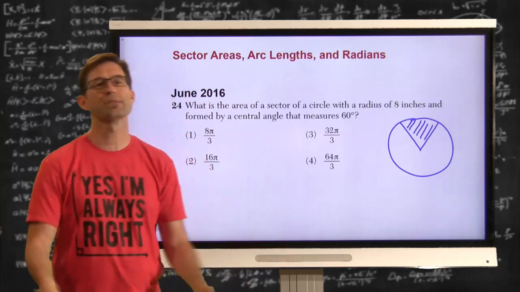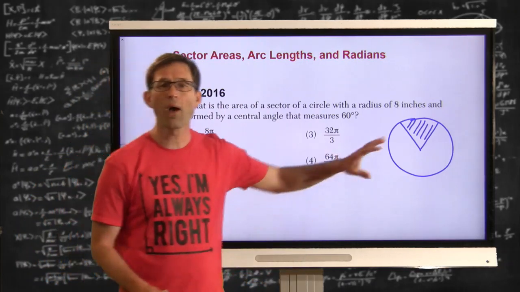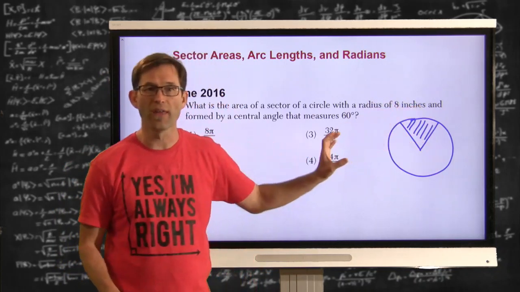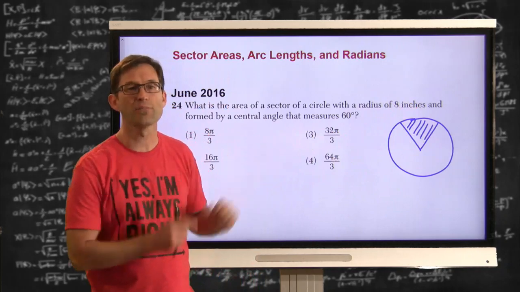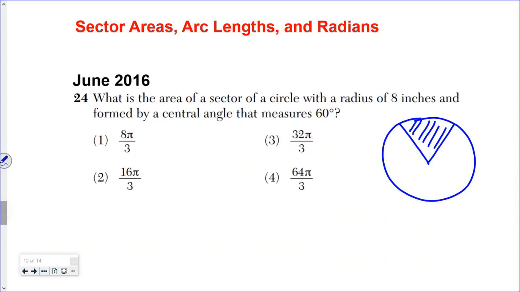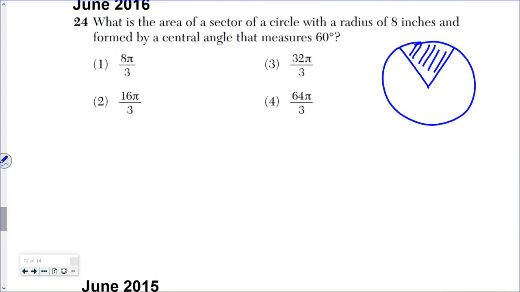And everything about sectors is what I call proportional reasoning. It's all about how much of the overall circle you've sliced out right there. And this problem is a case in point. June 2016. What is the area of a sector of a circle with a radius of 8 inches and formed by a central angle that measures 60 degrees?